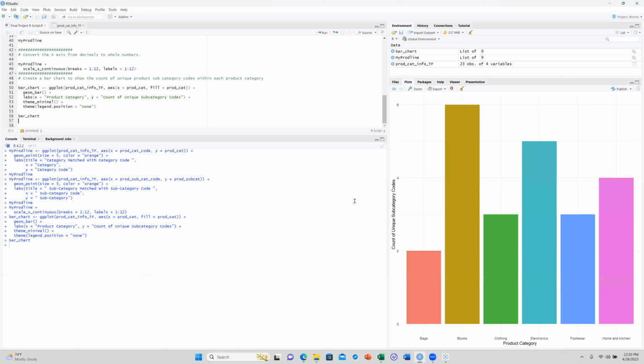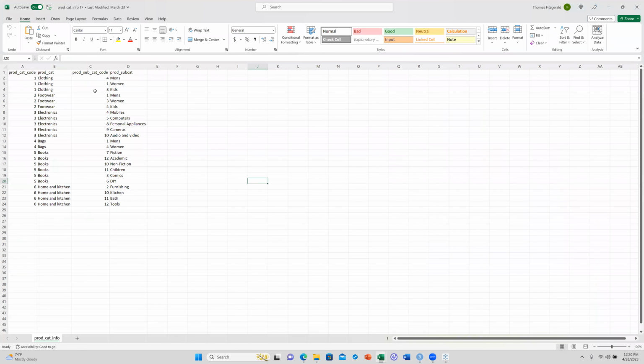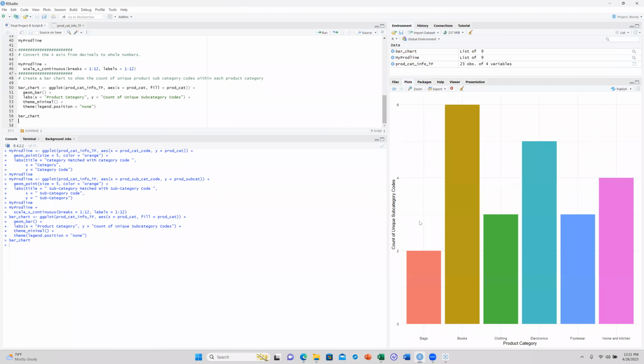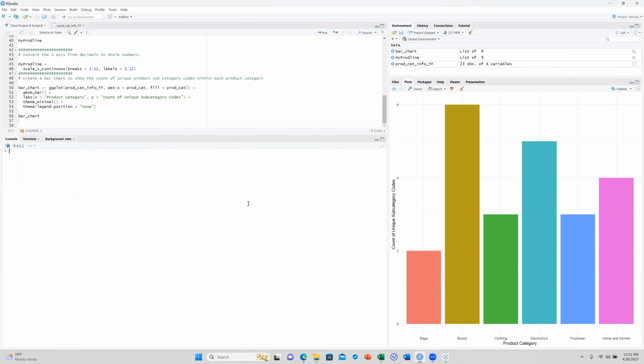What this bar chart essentially shows is the count of unique subcategory codes according to each product category. So for instance, we have 6 here, and for clothing, we have 3 here. It may be a little bit difficult to understand, but if you look in this spreadsheet again, it's because clothing, for instance, appears 1, 2, 3 times. And then it has product subcategory 1, 1, 1. And then we can see here that clothing now is 3. So that's exactly what this graph does overall.